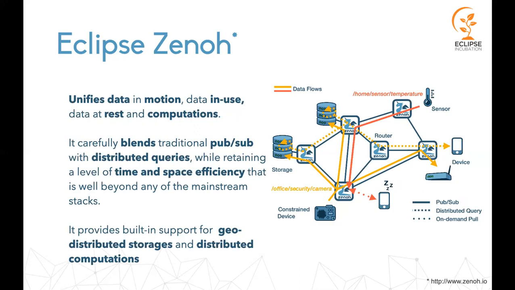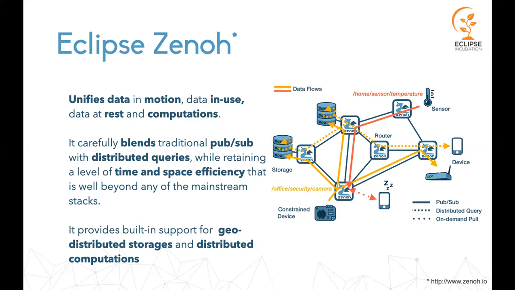So it provides location transparency, it provides low overhead on networks, it provides the possibility to leverage different transports, and it also has the possibility to work both peer-to-peer and on routed networks, which means that, as we can see in this picture, you can have different topologies of Zenoh routers interconnected that can communicate with each other, and then they will route the messages. So you can have on-demand pulls, you can have pub/sub, or you can have distributed queries.